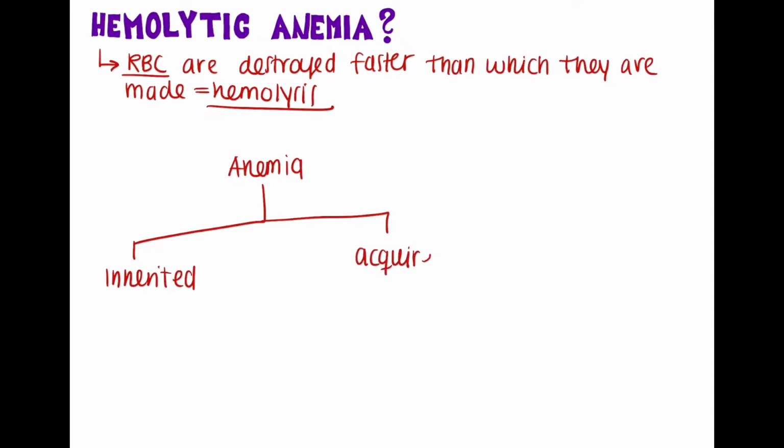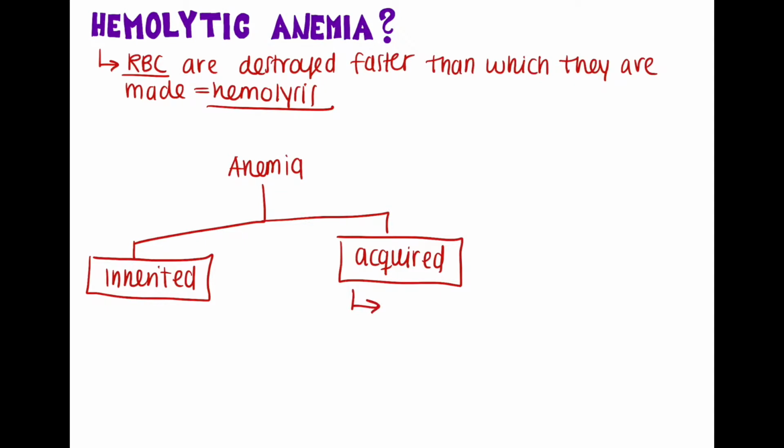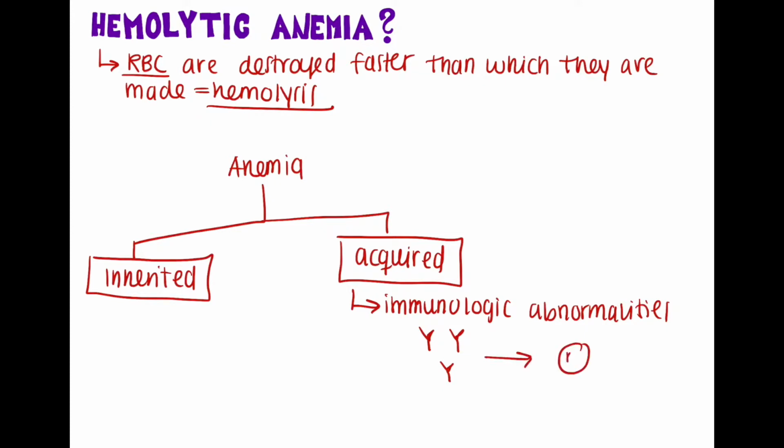Examples of acquired disorders resulting in hemolytic anemia are immunologic abnormalities. In these cases, the immune system makes antibodies that attack and destroy the red blood cells. There's another type called traumatic hemolytic anemia, and it is caused by trauma. We have one type that is caused by toxins or drugs, which destroy the red blood cells, or an overactive spleen.